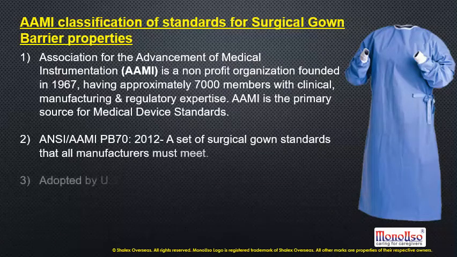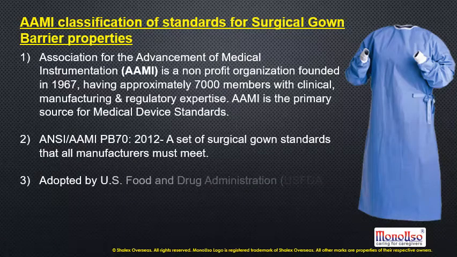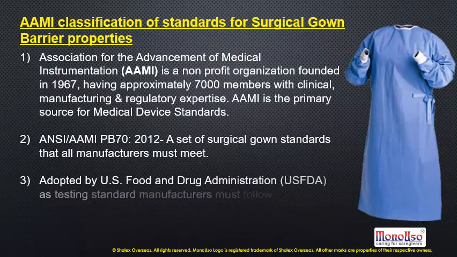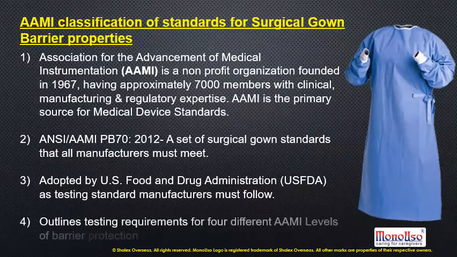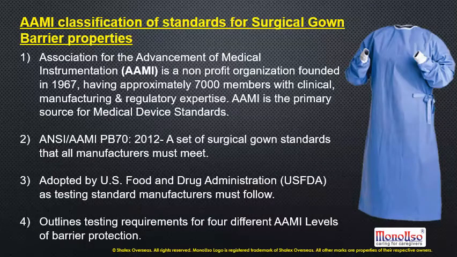Let's take a closer look at the standards set by AAMI for surgical gowns. All manufacturers of surgical gowns must meet the criteria defined by the AAMI PB70 2012 standards. These standards have been adopted by the US Food and Drug Administration as the testing standard manufacturers must follow. These standards outline the testing requirements for 4 different AAMI levels of barrier protection for surgical gowns.